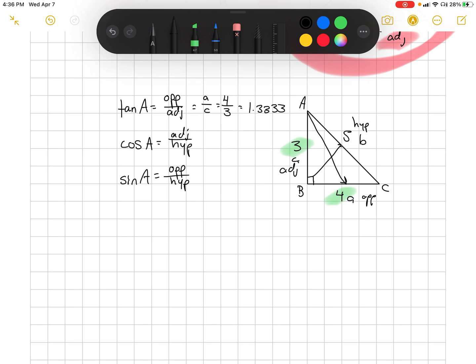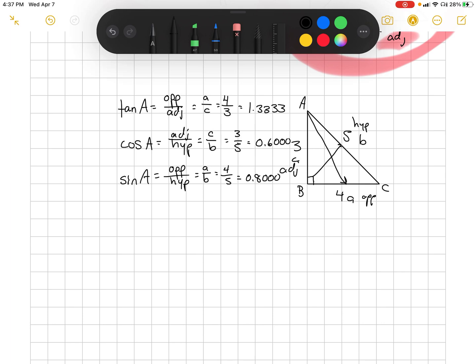Doing the same thing for cosine. Cosine is adjacent over hypotenuse. So our adjacent side is C. Our hypotenuse is B. Writing in the numbers, our C is 3 and our B is 5. So 3 over 5 is 0.6. And same thing for sine. Our opposite side is A, and our hypotenuse is B. So that would be 4 over 5, or 0.8000, like so. Okay, that is the 3 trig ratios for a given triangle.